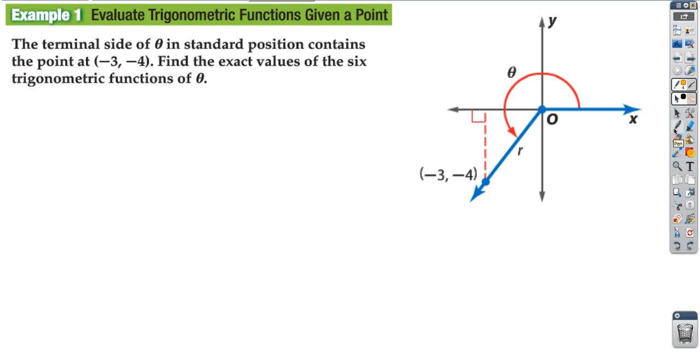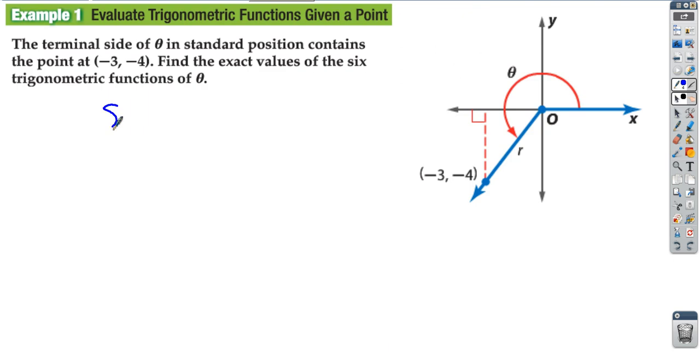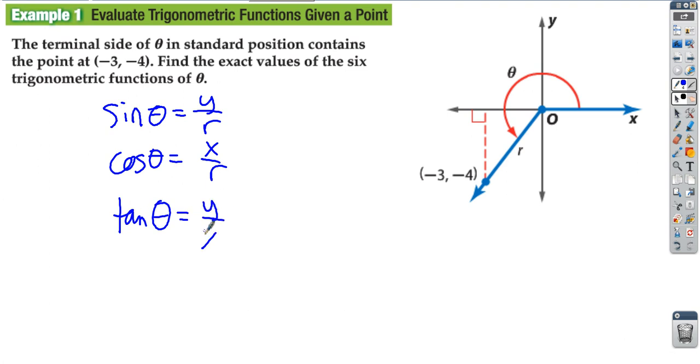All right, so let's actually do some of these problems now. It says the terminal side is where the angle comes to an end. The terminal side of theta in standard position contains the point -3, -4, and you can see that right there. Find the exact values of the 6 trig functions. So if we look back at this table right here, the exact values are given to us. Let me just recopy this. So the sine of theta is this, cosine of theta is this, and the tangent of theta is equal to this. And then the other three are just reciprocals of that. So the reciprocal of sine would be cosecant, the reciprocal of cosine will be secant, and the reciprocal of tangent is cotangent.